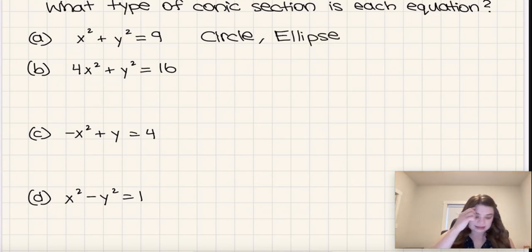Okay, the second one, 4x squared plus y squared is equal to 16. Well, for this one, the denominators would not be the same. The first one, x squared, has a denominator of 1/4, hence we have 4x squared. And then y squared has a denominator of 1. So since they have different denominators, this would be an ellipse.